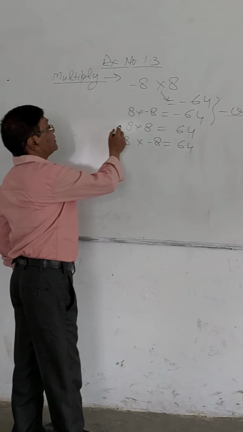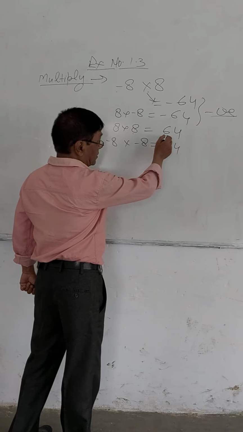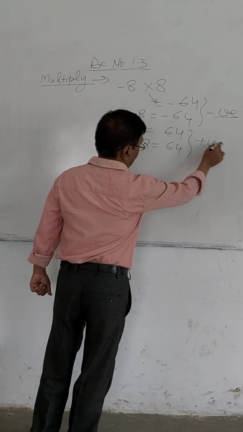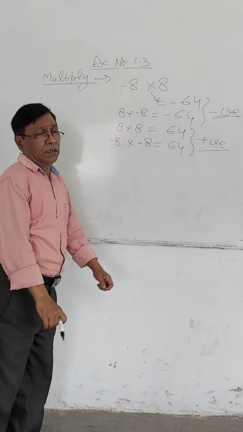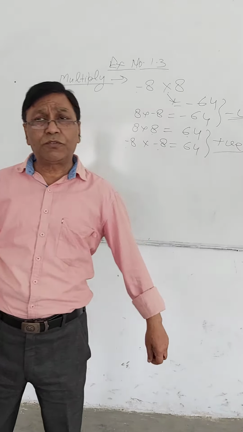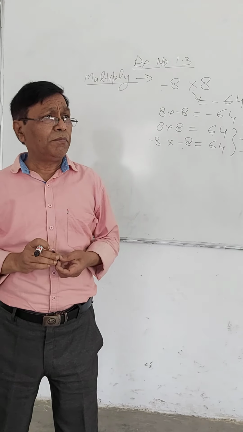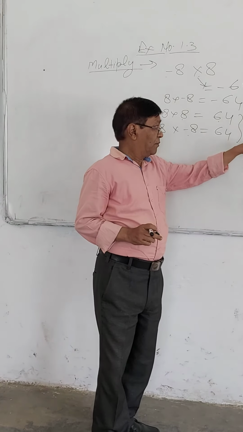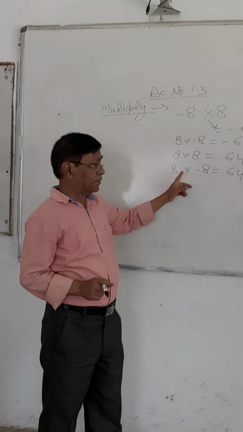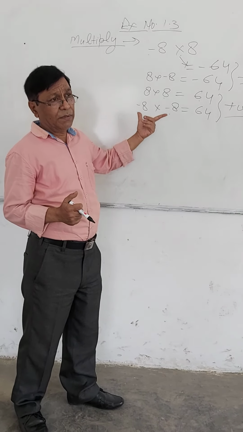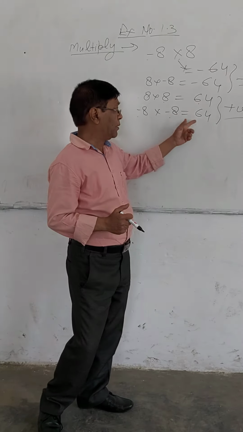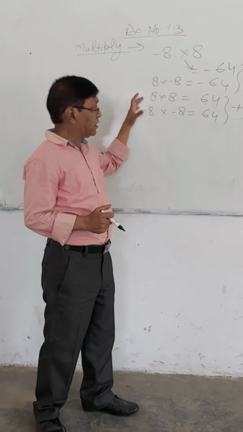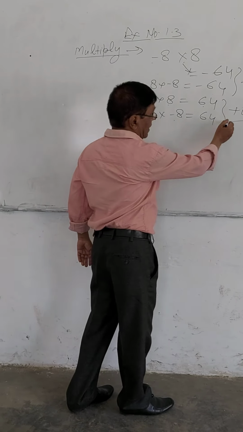And here this is positive, this is positive, and this is coming positive. This is negative, this is negative, so it is coming positive. So we can conclude that when the signs of two numbers are the same, the result will always be positive. If the two numbers have the same sign, the multiplication will be positive. Either both are negative or both are positive. In both cases, what we have seen, it will be positive.